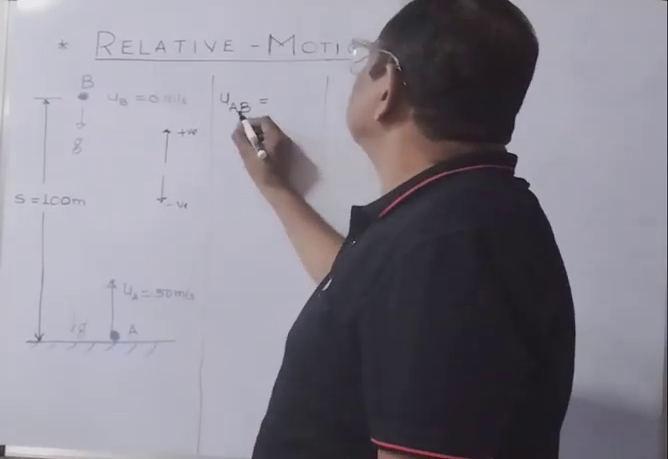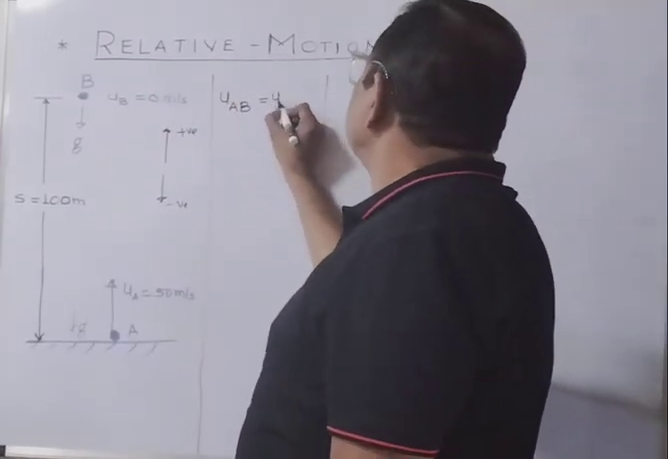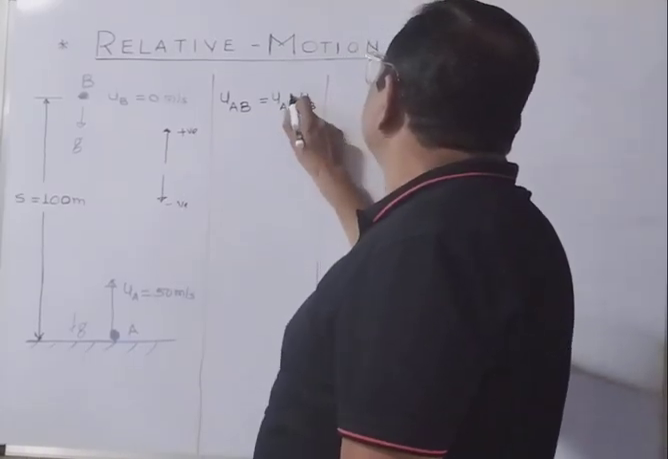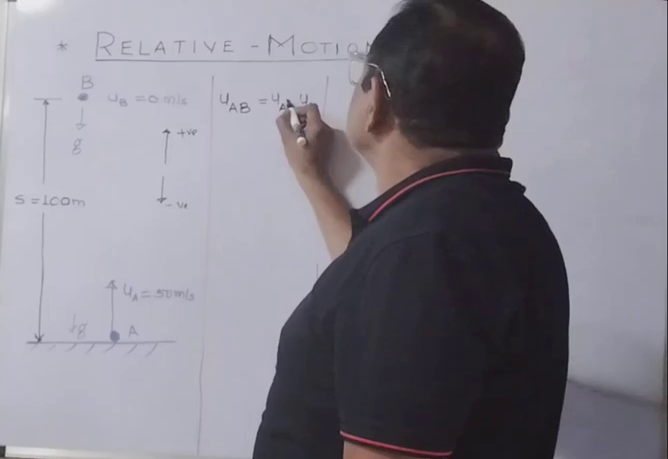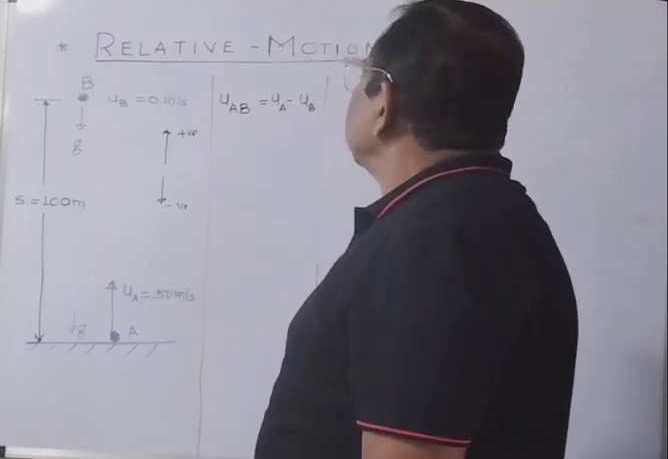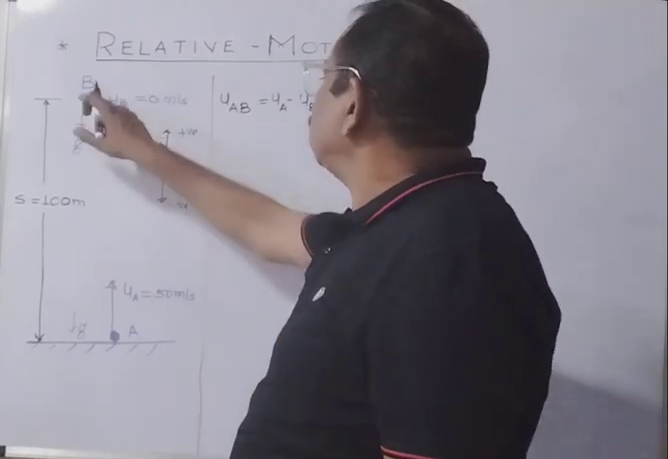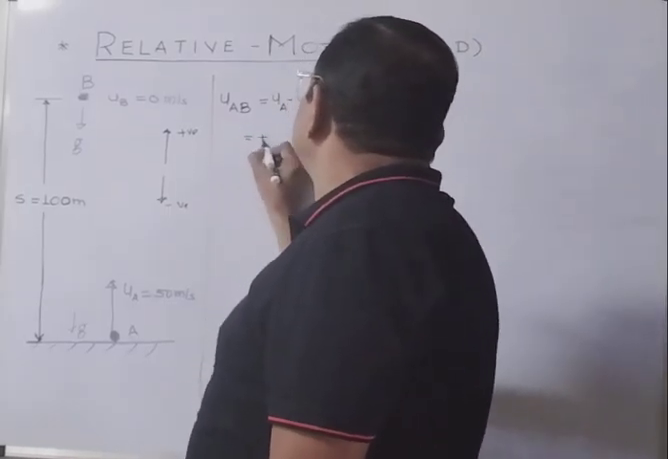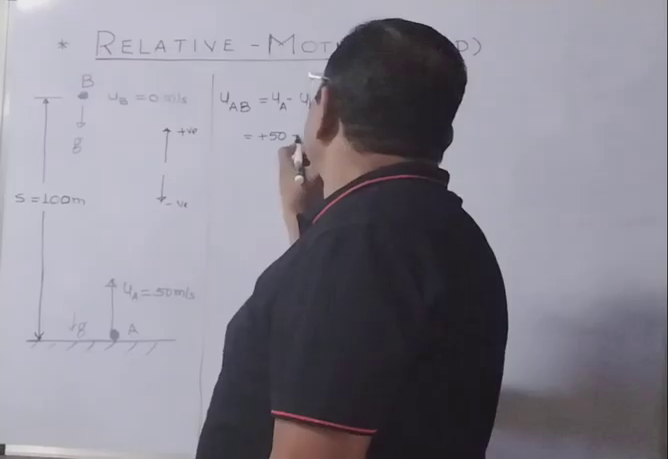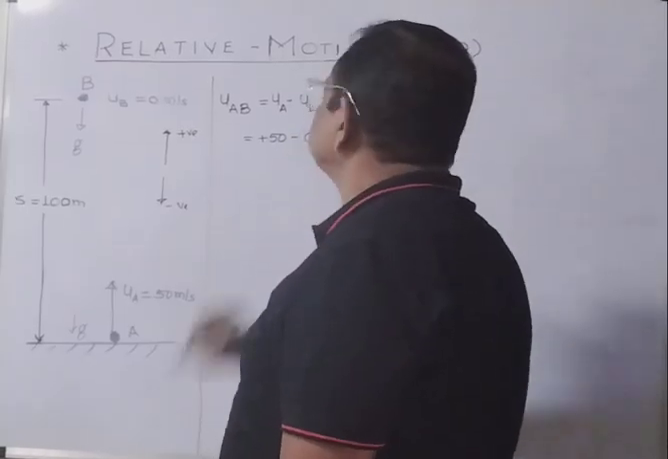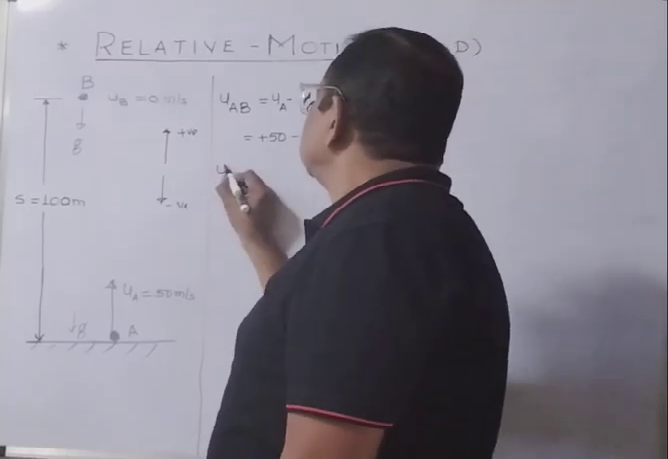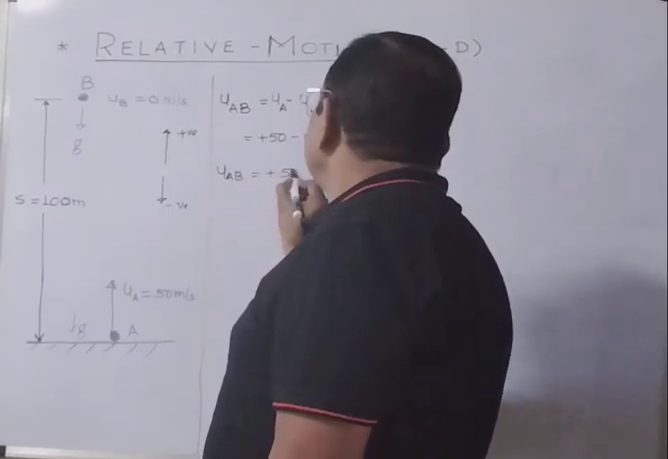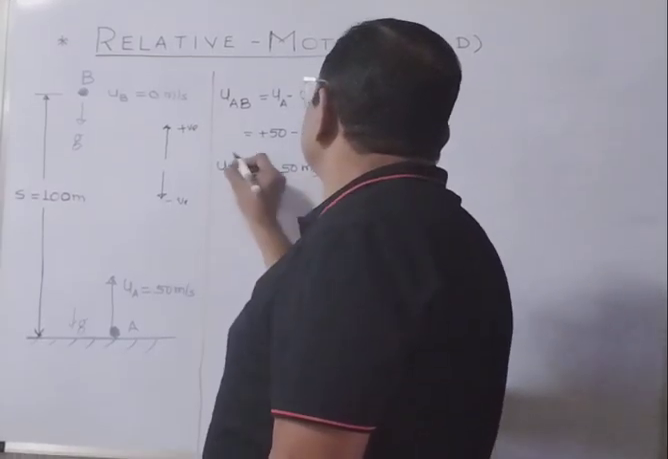So, initial velocity of A with respect to B is initial velocity of A minus initial velocity of B. This is the simple way of writing by considering B as constant. We are observing with respect to B. So, initial velocity of A here is plus 50 in upward direction and B is 0. Therefore, initial velocity of A with respect to B is plus 50 meter per second.